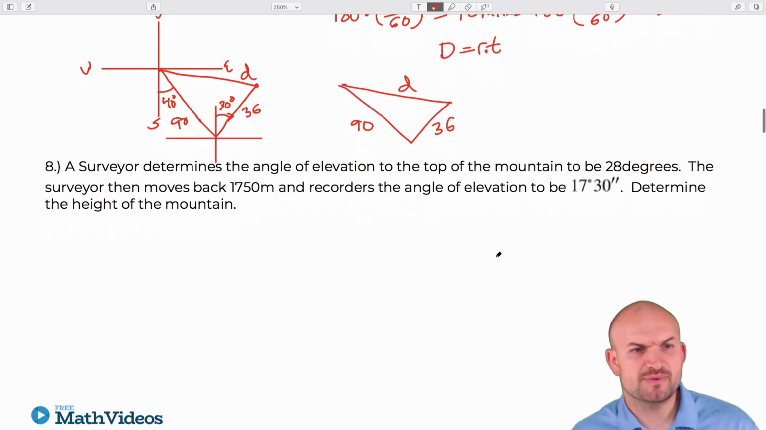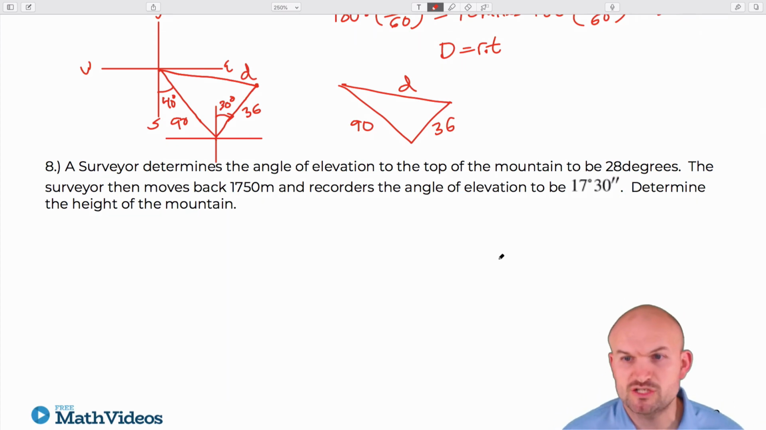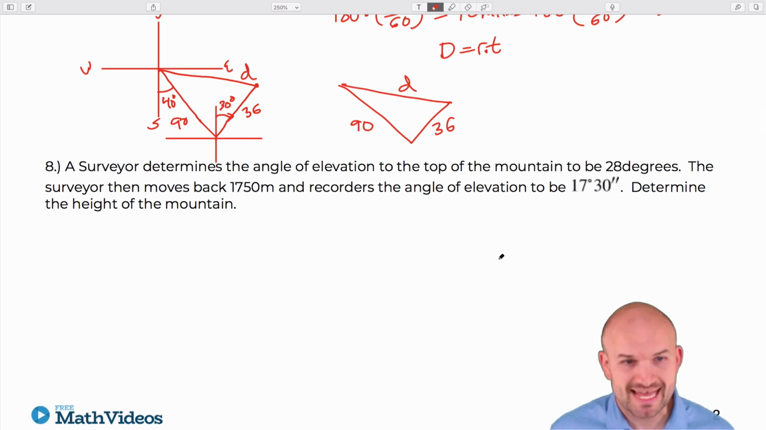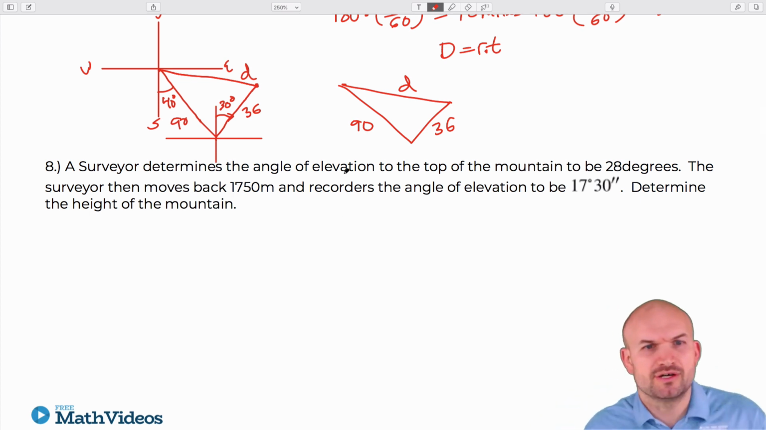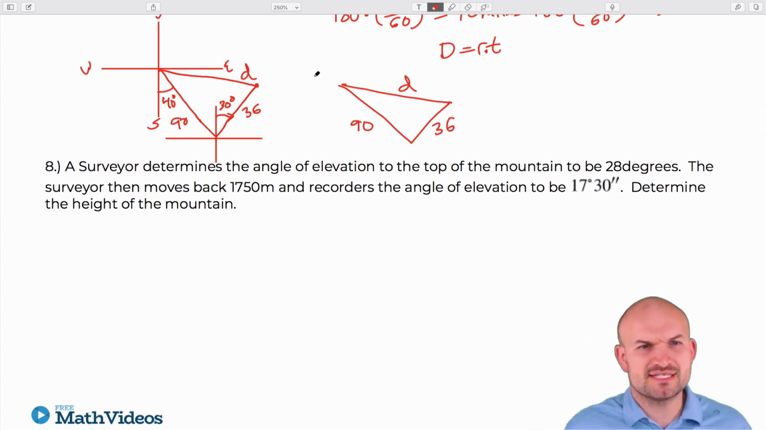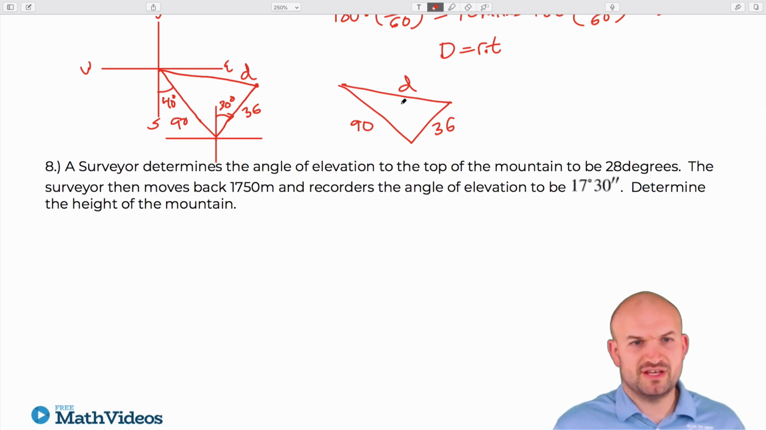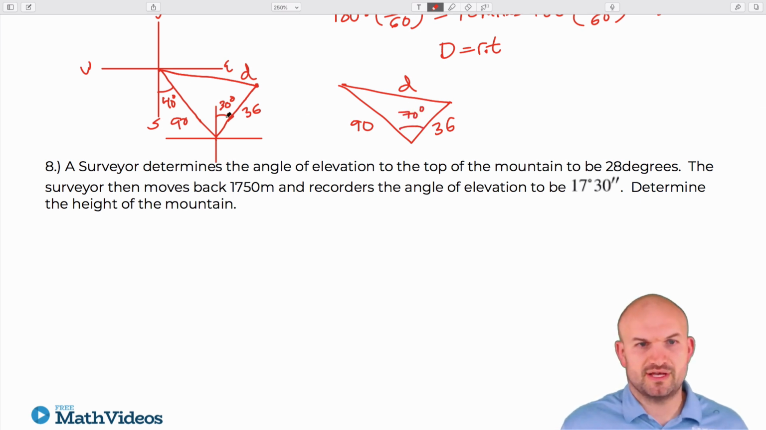Okay, the next one says a surveyor determines the angle of elevation to the top of the mountain to be 28 degrees. The surveyor then, well, actually, no, hold on. I'm not going to solve it, but let's see if I could figure out the rest of this, because that's going to be 40, so that'd be 70. I'll just figure that in, right? Because if that's 30, then that's 7 degrees. I don't know why I'm solving that, but I'll just help you out so you can now determine what to do.